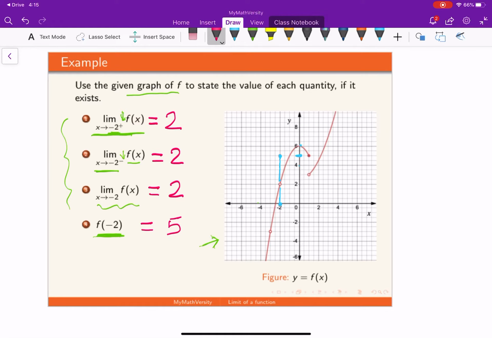And this is how we find the left side limit, the right side limit, the limit of the function, and the value of the function. But remember, the plus sign in the superscript and the negative sign in the superscript determine the right side limit and the left side limit. The plus represents the right side limit, so we go closer and closer to -2 from the right side, and the negative means the left side limit, so we go closer and closer to -2 from the left side. All right.